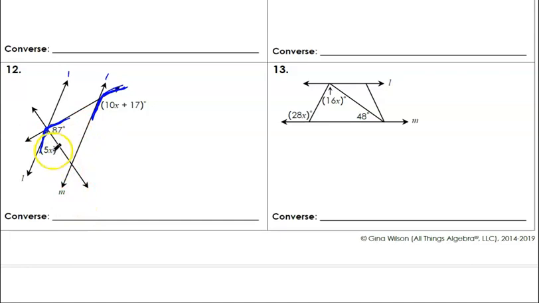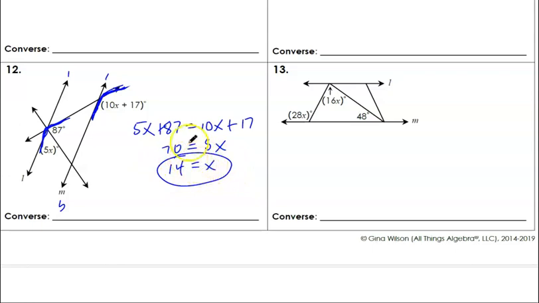So I need to make 5x plus 87 equal to 10x plus 17. We're trying to solve for x. And then we can solve for x. Subtract 5x from both sides, subtract 17 from both sides, and then divide by 5. And our solution for x is 14. And then our converse is going to be corresponding angles.